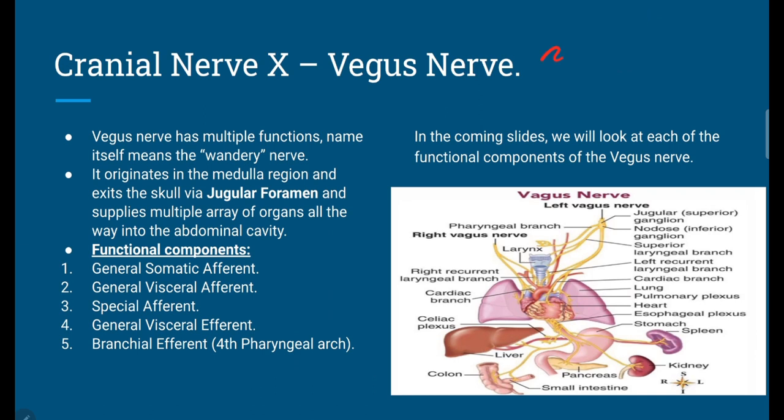Let's move on to the next cranial nerve, and that is the vagus nerve. The vagus nerve has multiple functions, hence the name means wandering nerve. The wandering is basically that it's going everywhere inside the body. It originates from the medullary region, exits the skull via the jugular foramen, and supplies a multiple array of organs all the way into the abdominal cavity. The functional components again include the general somatic afferent, general visceral afferent, special afferent, general visceral efferent, and the branchial efferent. That means supplying the muscles that originate from the fourth pharyngeal arch. In the coming slides, we will look at each functional component of the vagus nerve.